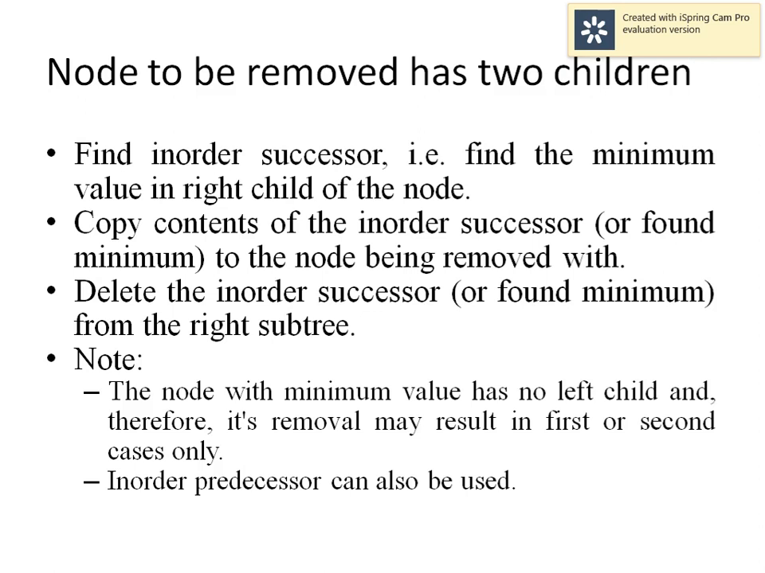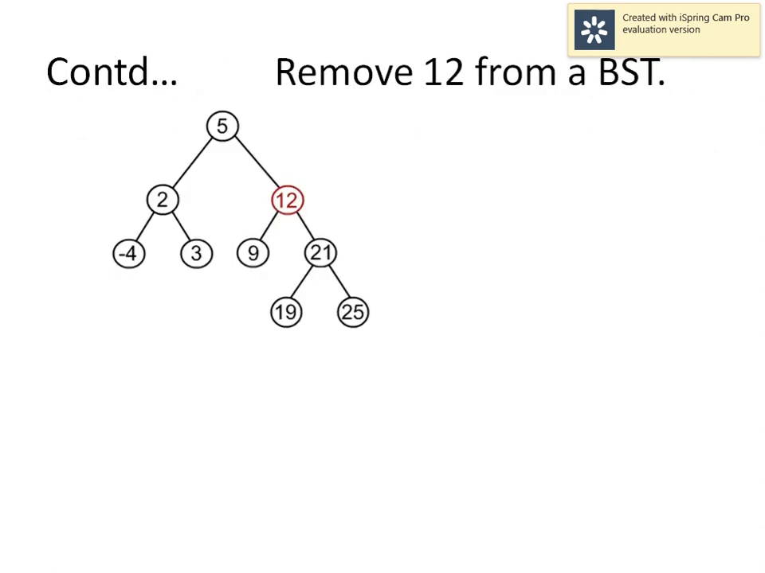So looking at the example for the node deletion with two children. Let's say this is the binary search tree. We are trying to delete 12. So it is a node with two children. So I can either work with the predecessor or with the successor. If I work with the successor, then we will pick the right subtree of 12 and then find the minimum. So in this case, minimum comes out to be 19.